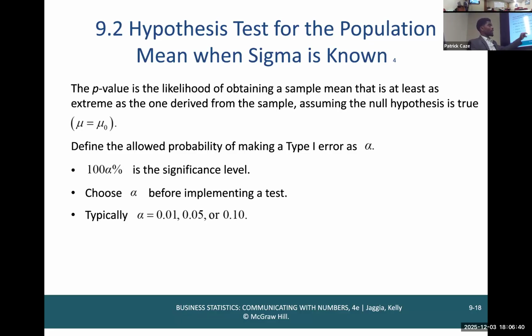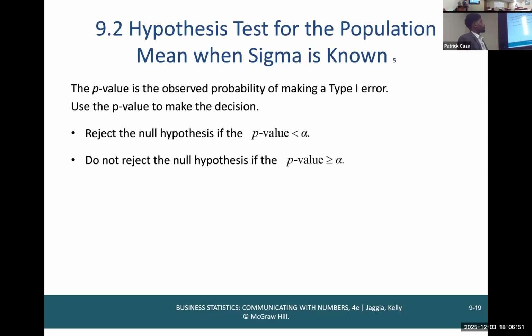So if you want to make a strong case for a particular null hypothesis, you will pick 0.01 or 0.05. As I said, 0.05 is kind of the industry standard. The p-value is the observed probability of making a type 1 error. Use the p-value to make the decision. Reject the null hypothesis if the p-value is less than alpha. So as I was saying before, if the p-value derived is less than your chosen 0.05, then you will reject the null.